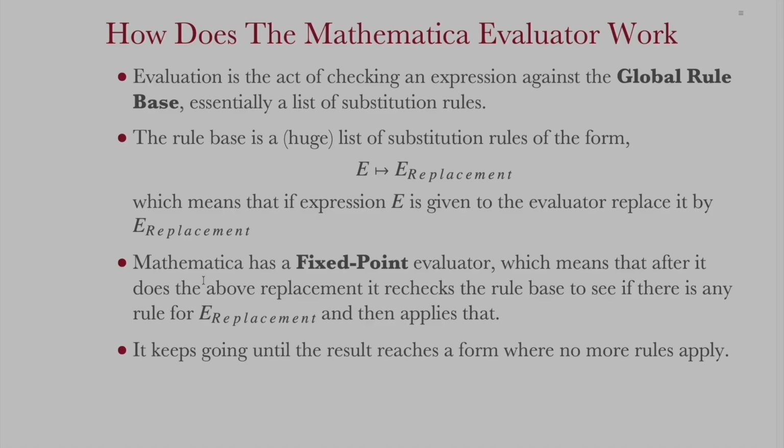Mathematica also has a fixed point evaluator, which means that after it does the above replacement, it rechecks the rule base to see if there is any rule for E replacement and then applies that. So it finds an expression, it searches in the rule base. If it finds the rule, it does a substitution, and then it looks at the result and does another search through the rule base until it finds a rule again and does the next substitution. It keeps repeating until the expression reaches its simplest form, a form that doesn't exist in the rule base anymore, and there are no more rules to apply.